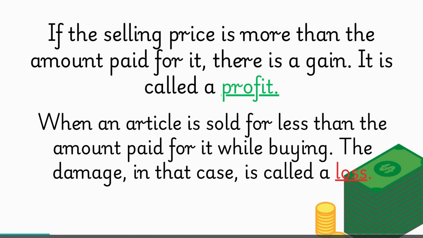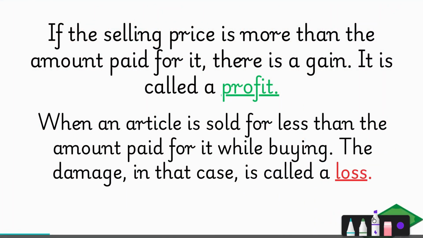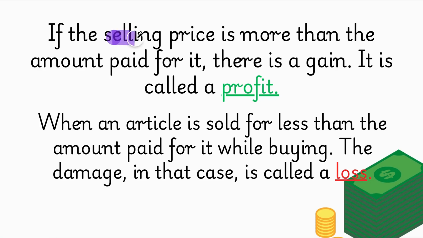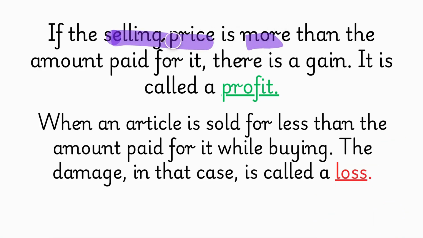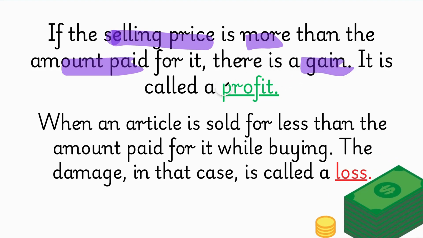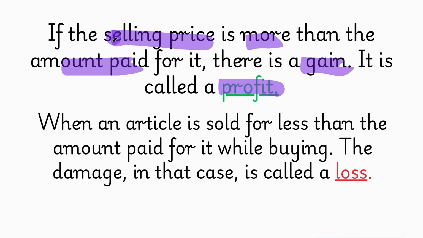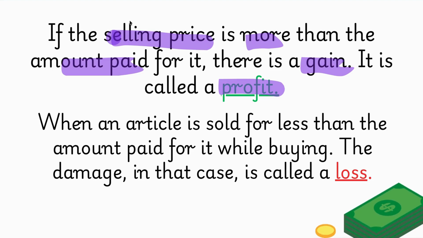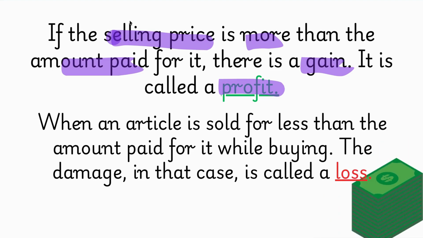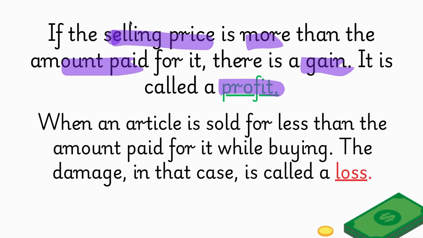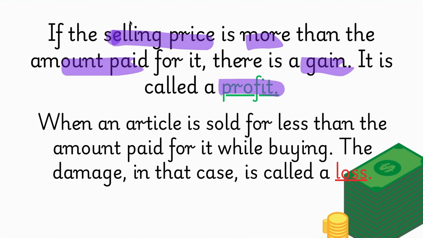So here are the definitions of profit and loss. Let's understand each one by one. The first definition says that if the selling price is more than the amount paid for it, then there is a gain, and that gain is called profit. So if you buy any object or material for some amount of rupees and sell it for a bit more than what you bought it for, then you receive a gain, and that is called profit.